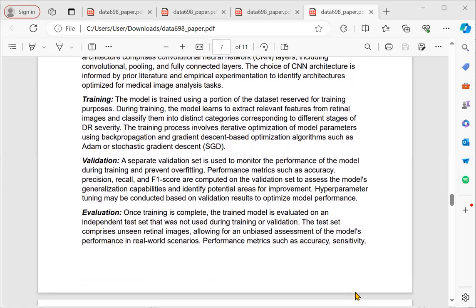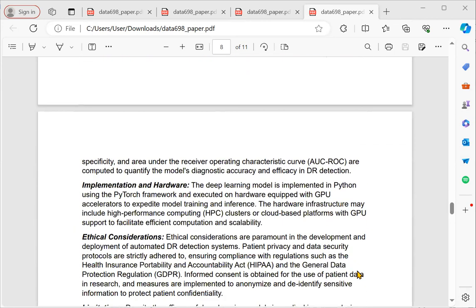Evaluation: once training is complete, the trained model is evaluated on an independent test set that was not used during training or validation. The test set comprises unseen retinal images, allowing for an unbiased assessment of the model's performance in real-world scenarios. Performance metrics such as accuracy, sensitivity, specificity, and area under the receiver operating characteristic curve are computed to quantify the model's diagnostic accuracy and efficacy in DR detection.